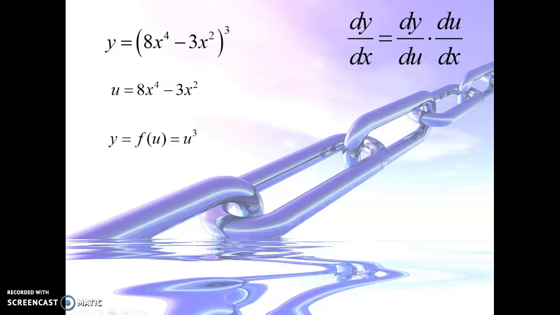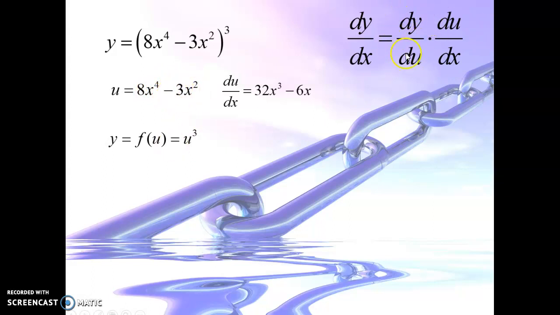In doing so, we get y equals f of u, which is u cubed. So if we had u substituted here for the inside function, this would be u cubed. So y now becomes a function of u, which is u to the third power. Now if we look at the chain rule, Leibniz says take the derivative of the y function with respect to u and multiply it by the derivative of the u function with respect to x. So we're going to take each piece of these derivatives. I take the derivative of the u function with respect to x, and I get 32x to the third minus 6x.